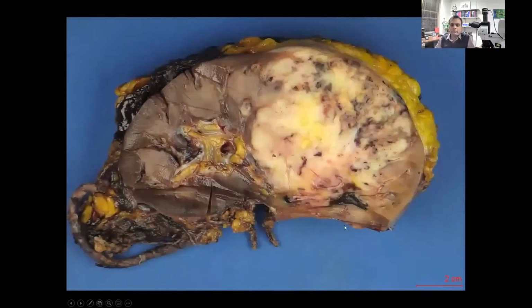So this is what the nephrectomy specimen shows. So you can clearly see here there is a very large infiltrative, heterogeneous looking solid mass that's occupying the mid and upper pole of the kidney. So microscopic sections from this tumor.